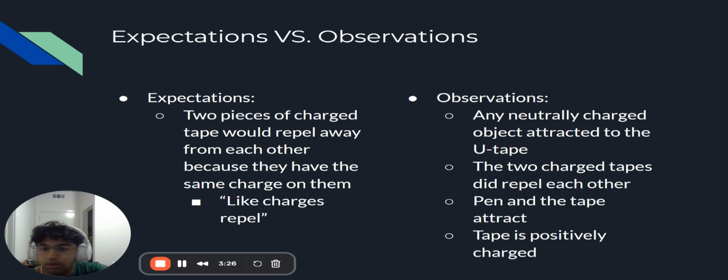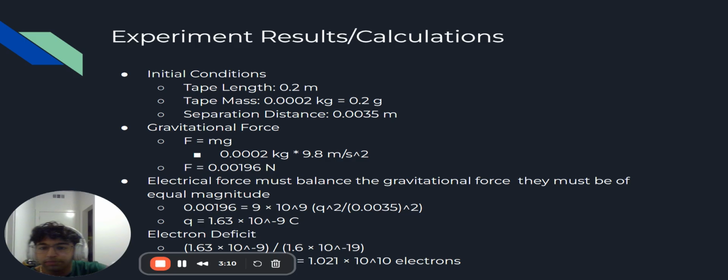Expectations is two pieces of charged tape would repel because like charges repel. And then the observations that we saw: any neutral charged object attracted to the U-tape. And then there were two charged tapes that did repel each other, and tape attracted, and the tape is positively charged.